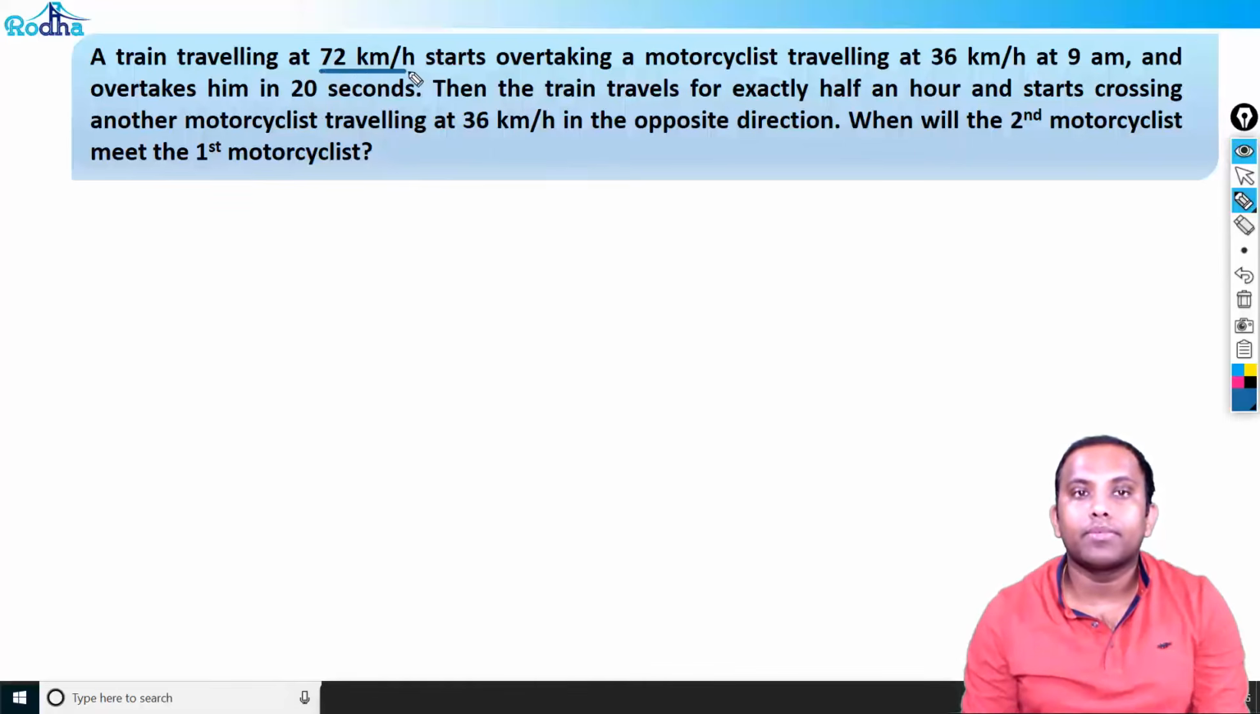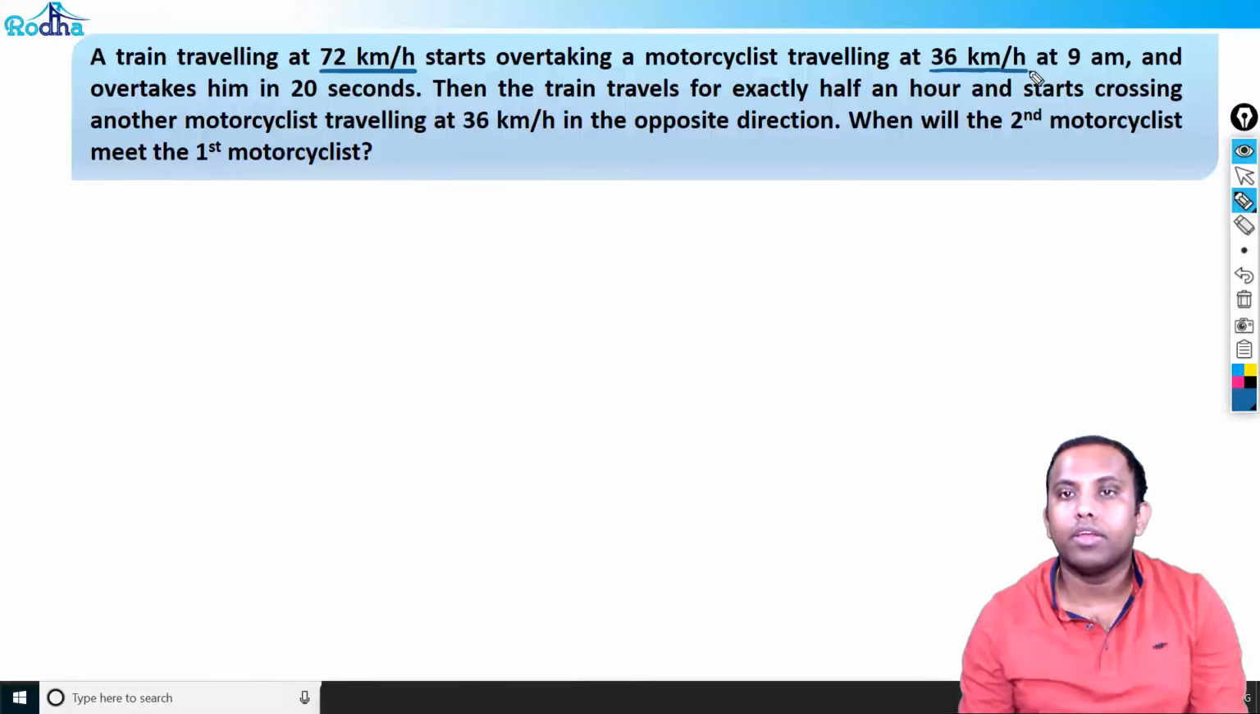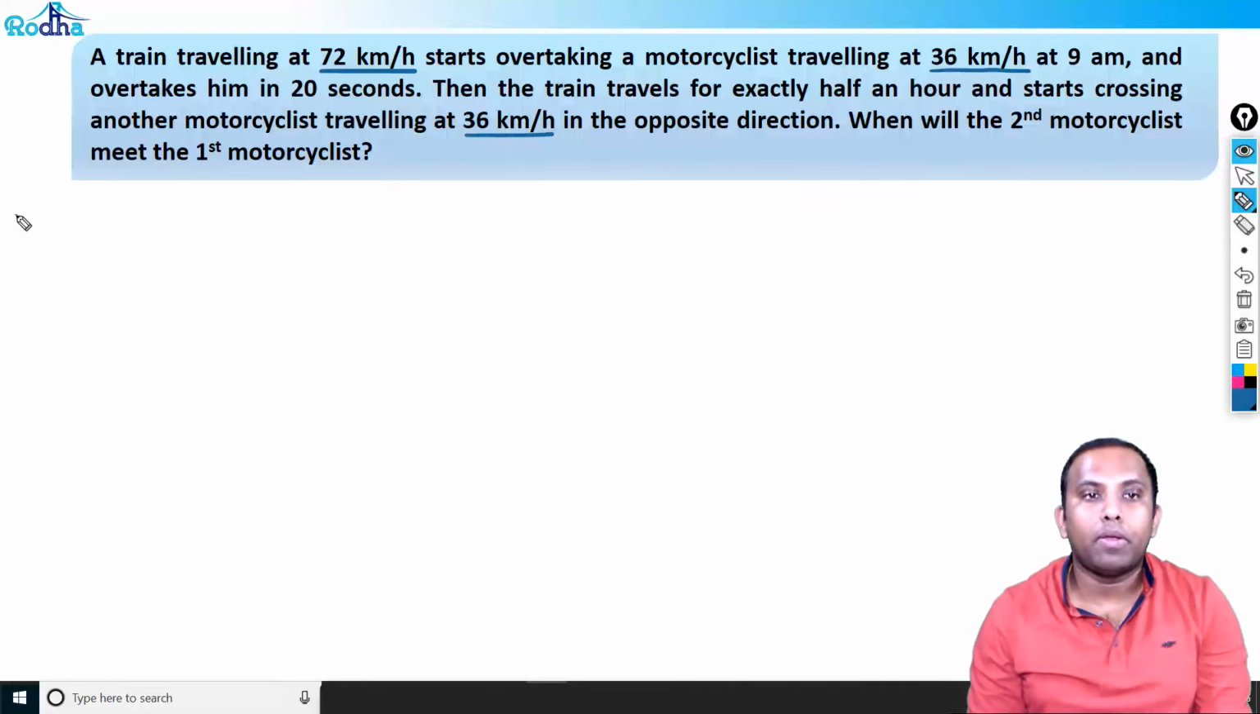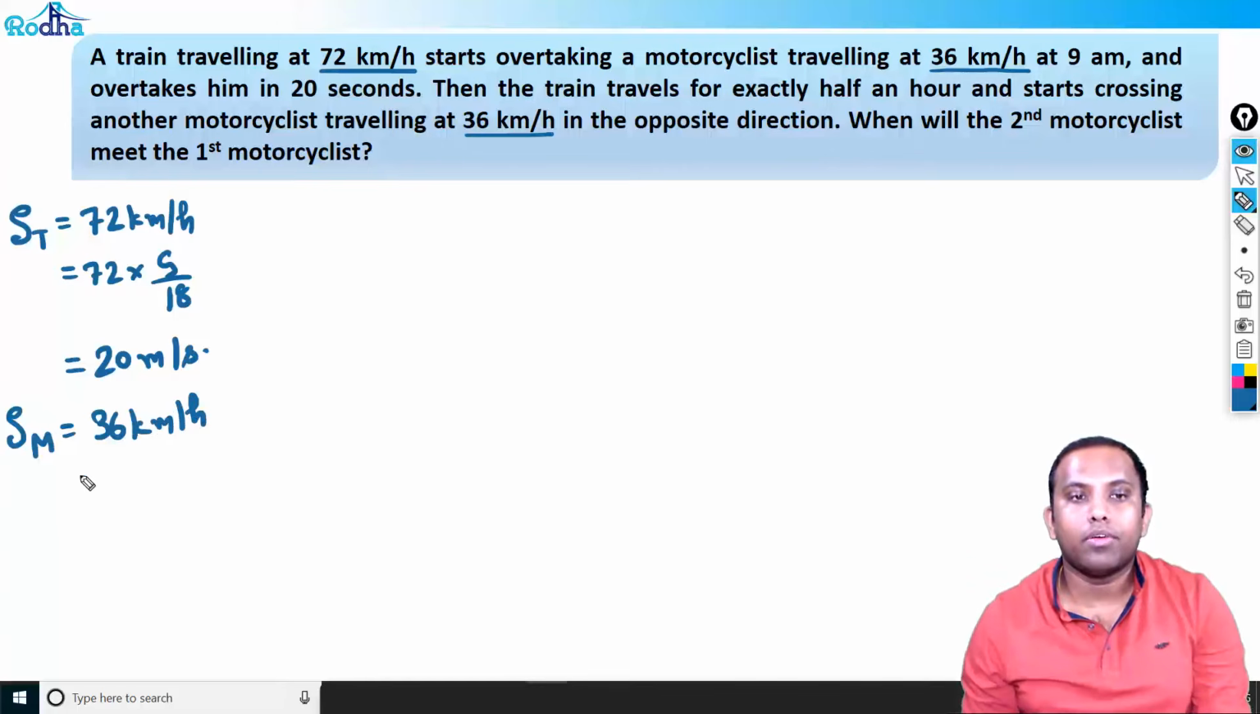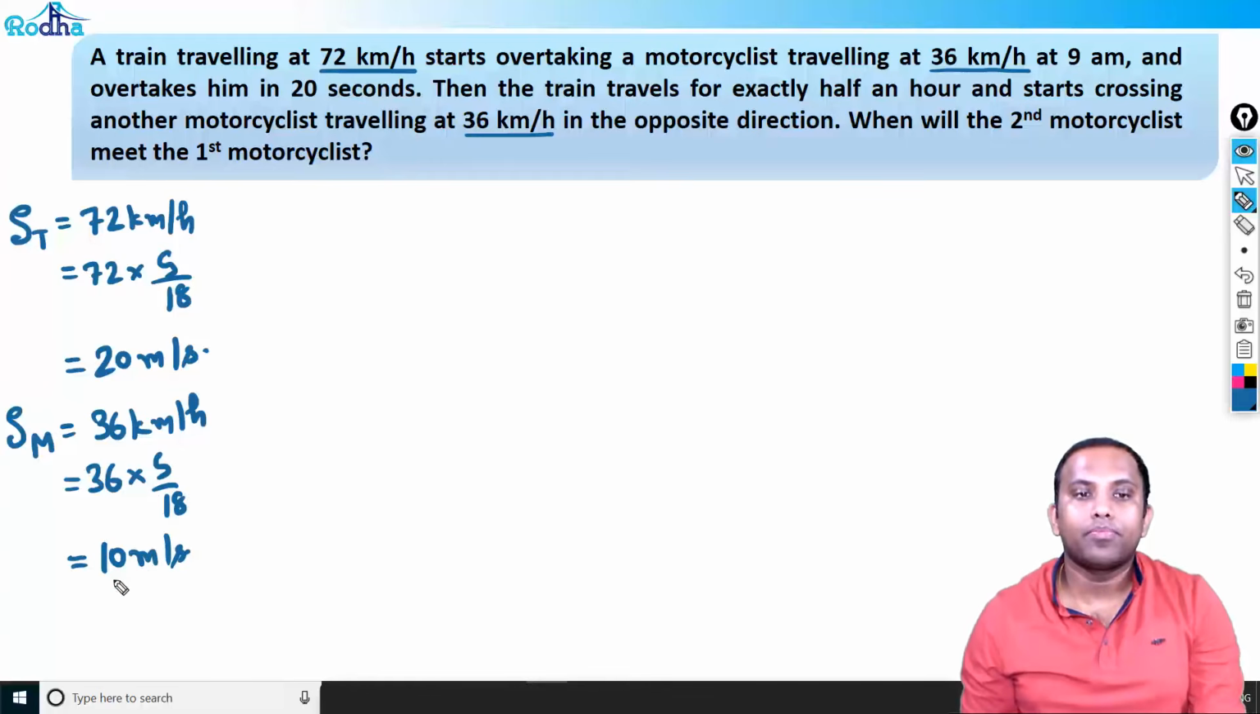So change the speeds of the train, the first motorcyclist, and the second motorcyclist into meter per second. Speed of train is 72 km per hour, that is 72 into 5 by 18, that is 20 meter per second. Speed of both motorcycles is the same, 36 km per hour, that is 36 into 5 by 18, that is 10 meter per second. Correct? That is the speed of the motorcycle.